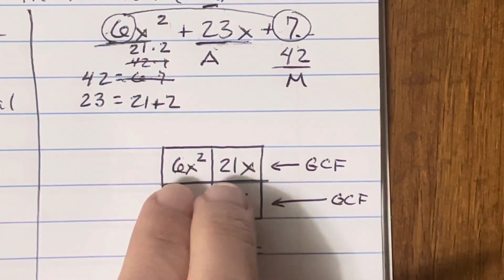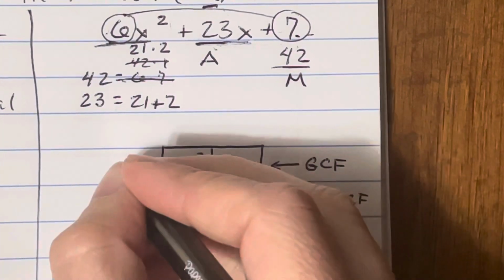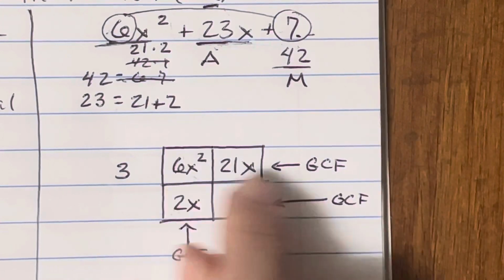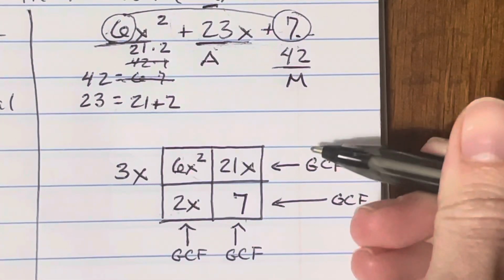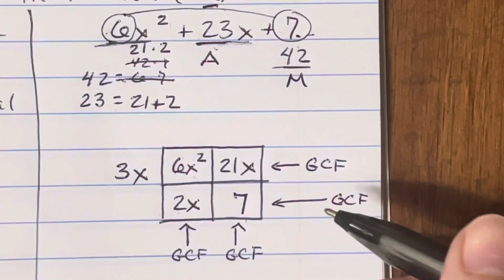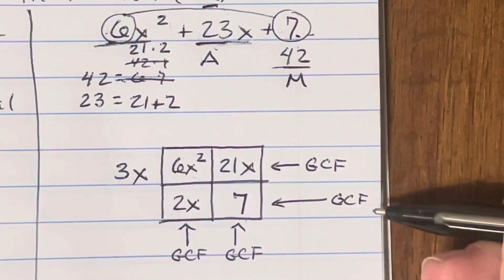Well, let's look at the numbers first. 6 and 21, they have a 3 in common. x squared and x, they have an x in common. That's my greatest common factor between those things. All right, now I'm going to push a greatest common factor out down here.